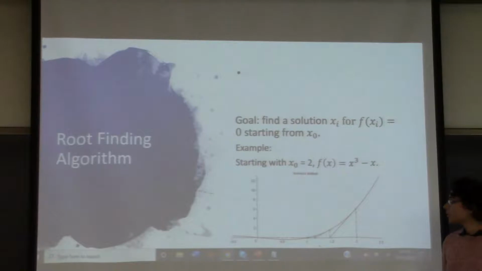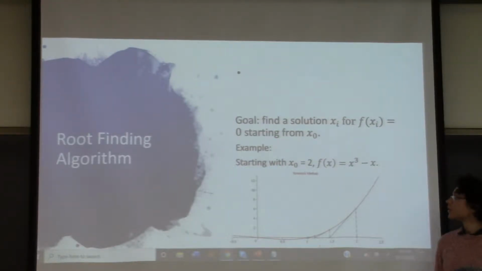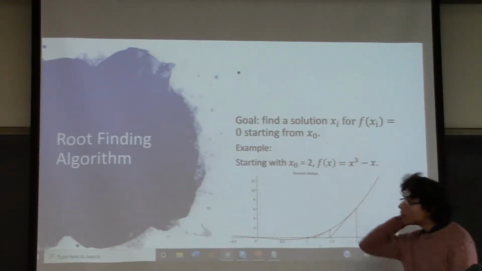1 minus 1 is 0. A root is any value for which a function is going to output 0. So f of 1 here is going to be equal to 0. Okay?